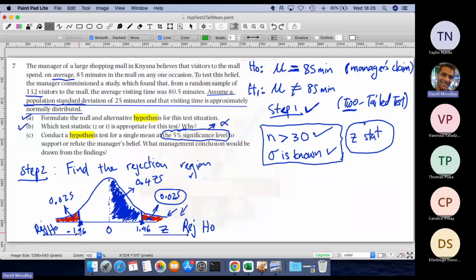In between these two values, we accept H0. Okay, here we accept H0. And that's your step 2. Okay, so everyone understands how I get the 1.96. You basically need to work out the area from 0 to that Z value, and then you work backwards to trace back the Z value.